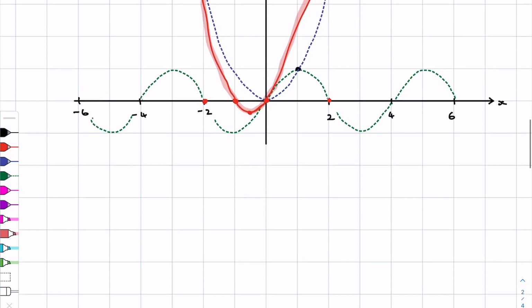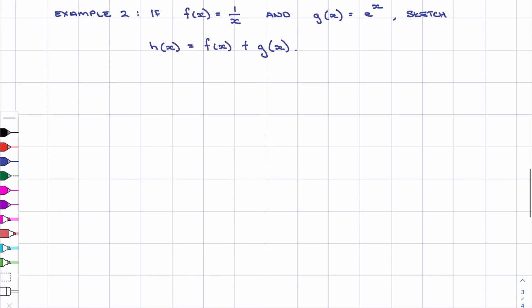All right, so we'll move on to the next example. So example 2 states if f(x) equals 1 on x and g(x) equals e to the x, then sketch h(x) equal f(x) plus g(x). So like we've been doing prior, I'm going to write my single function, and with my single function, I'm going to write h(x) is going to equal 1 on x plus e to the x. Okay, now we could rewrite that.